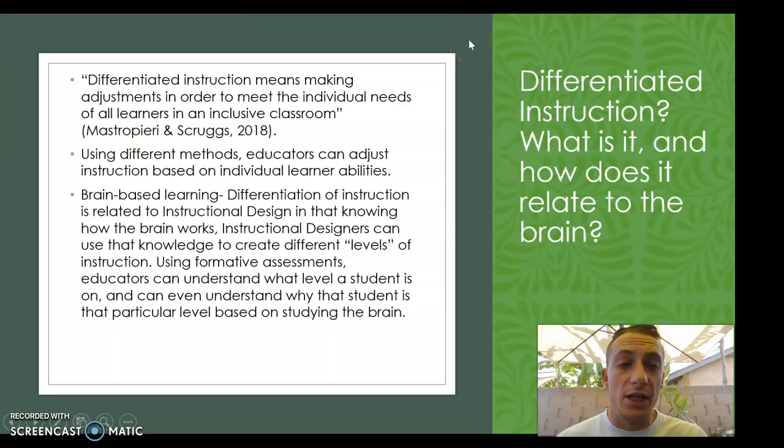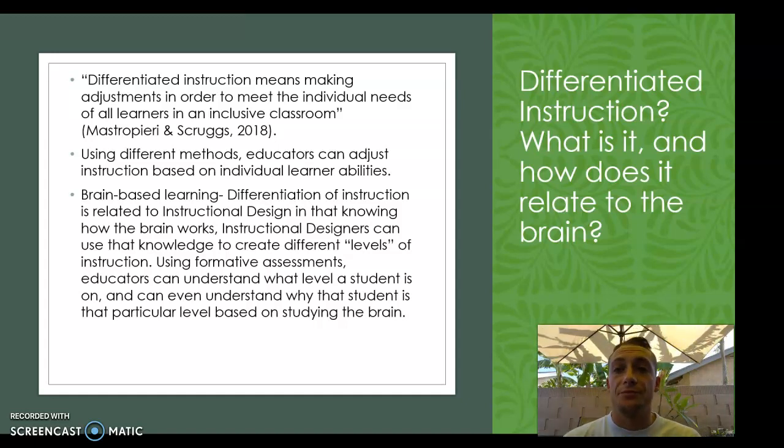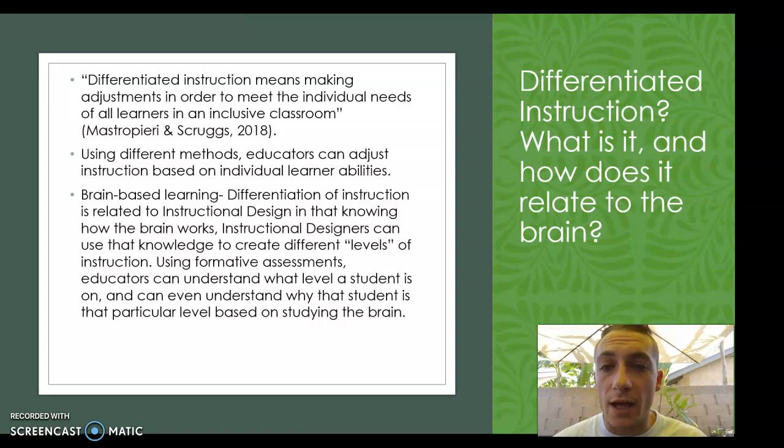So, differentiated instruction. What is it and how does it relate to the brain? Differentiated instruction is a means of making adjustments in order to meet the individual needs of all learners in an all-inclusive classroom. So this means catering to different needs of the students based on abilities, and we can use different methods for that.